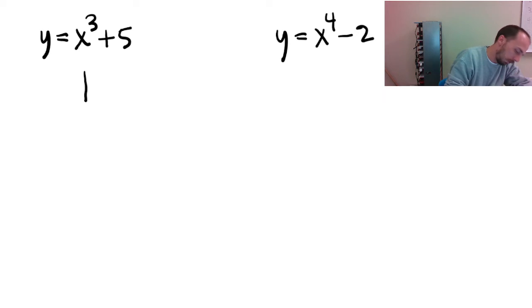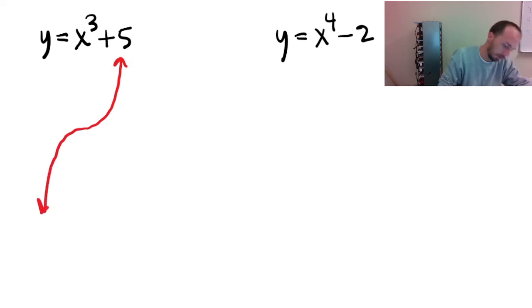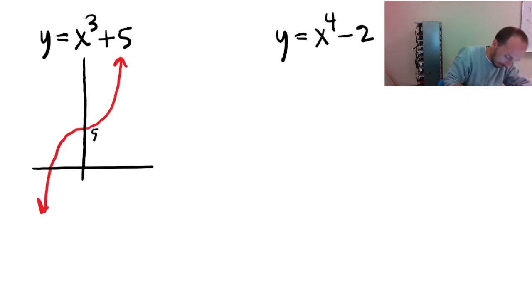Actually, maybe what I should do is draw my idea of what I think y equals x to the third looks like. That might be a little too flat, but that looks pretty good to me. And then come in with a y-axis after the fact. That's going to be right there at y equals 5. And then draw an x-axis to fit.